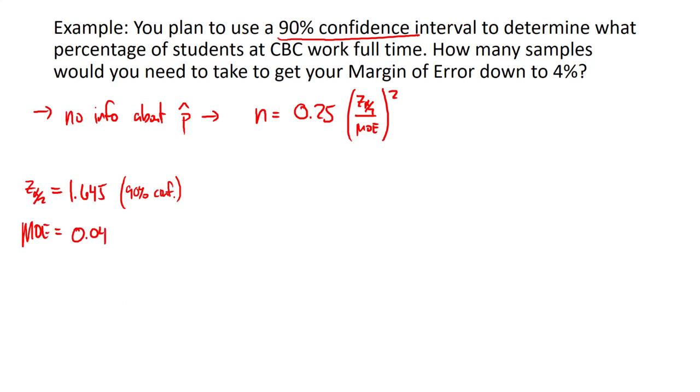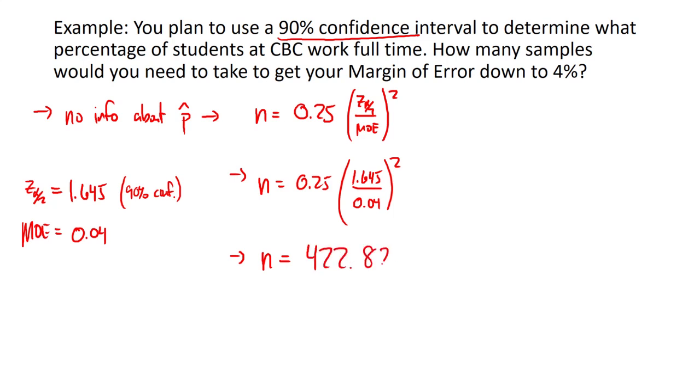Okay. So then essentially, we'll just do 0.25. The z value is 1.645. We'll divide by 0.04, and then we'll square it. And then that will get us a number. What does that come out to? Someone want to try that for me? Okay, so it's like 422.82... whatever. Obviously you can't take a decimal sample, so what should you do?